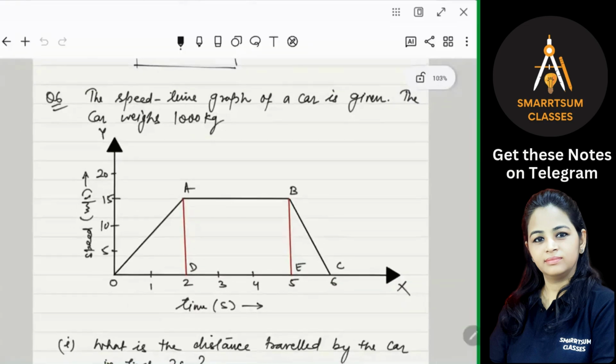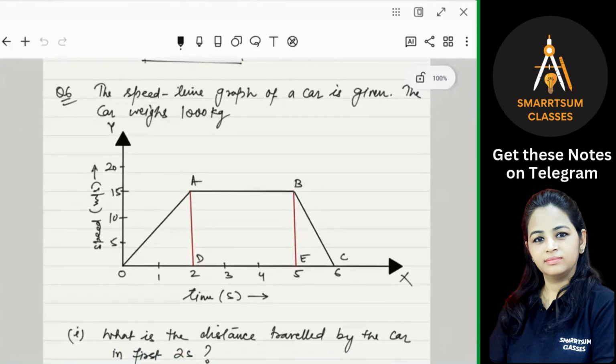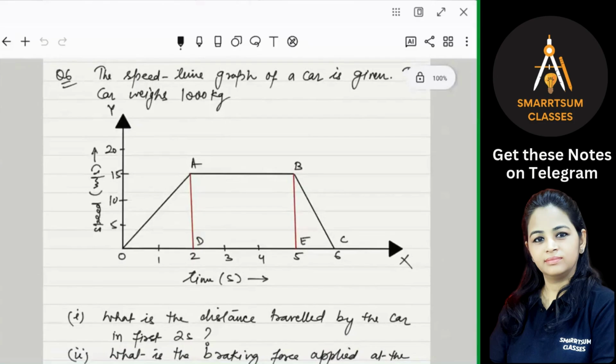So first look at the question. There is a graph given here, the speed time graph, right? In question number 6, there is a speed time graph which is given, and the weight of the car is 1000 kg, right? Weight of the car is given 1000 kg.